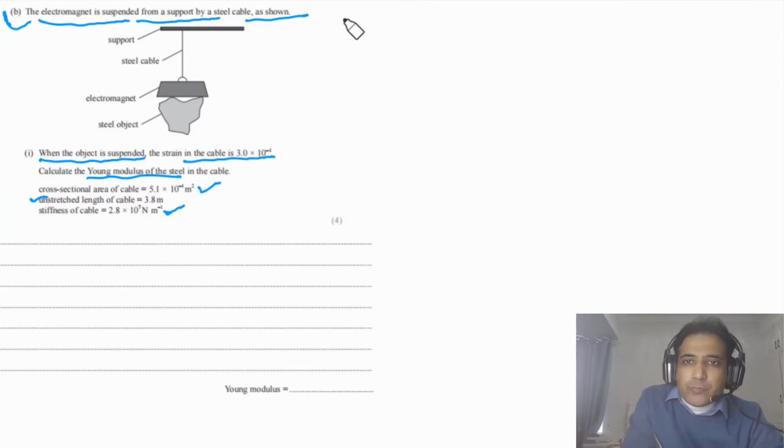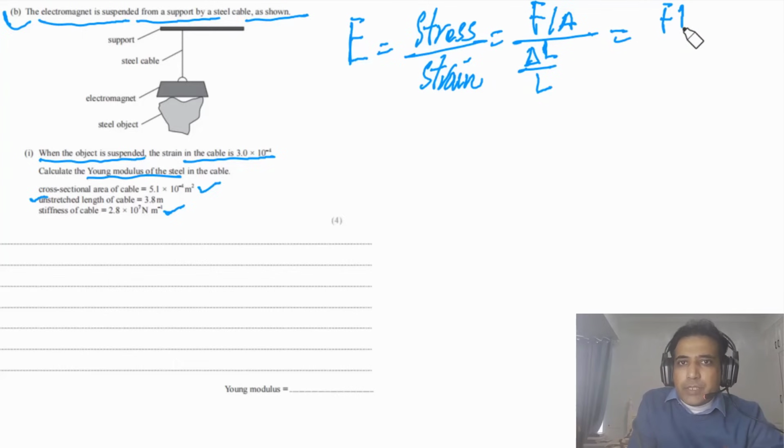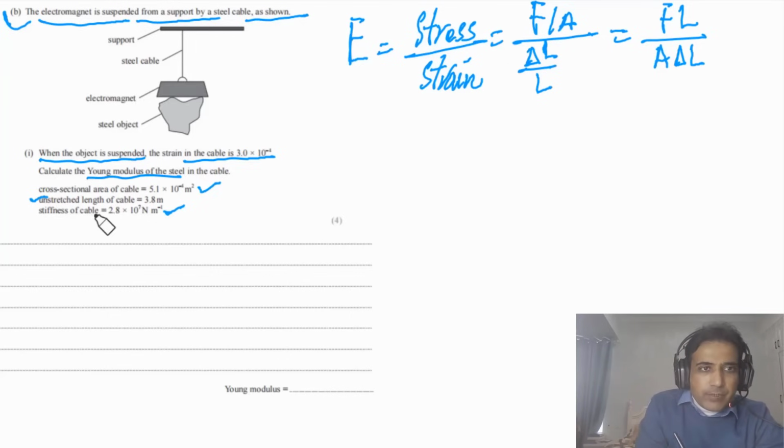We can write down first of all the formula for Young's modulus. Young's modulus is equal to stress over strain, the ratio between these two quantities, and stress is force over cross-sectional area and strain is delta L by L, or we can say delta X by X. So I'll be using here delta L by L. If we rearrange this one, we will get F L divided by A times delta L. For this question we have the value of A here.